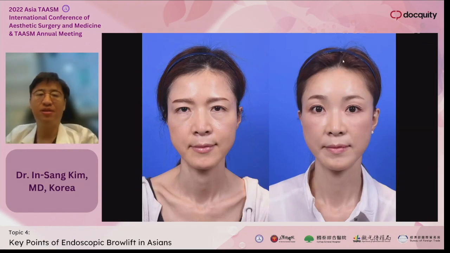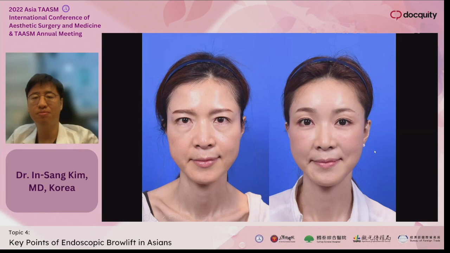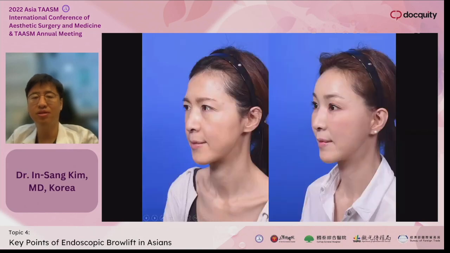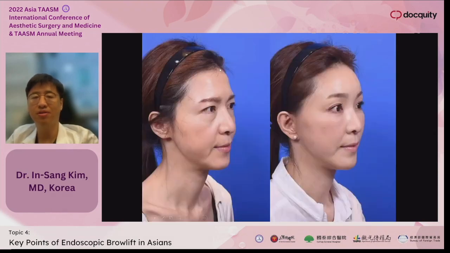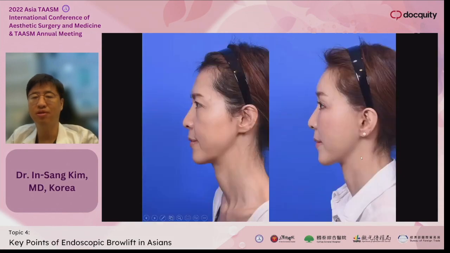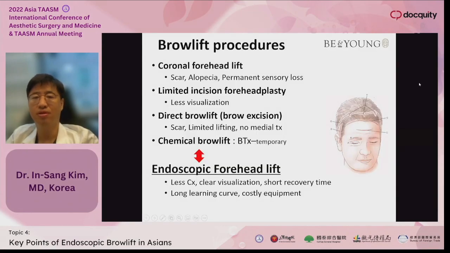So the brow lifting can make the face much younger, much brighter, much rejuvenated. So you can see pre-op and post-op after the endoscopic brow lift. There's no scar at all, you can see. So there are many brow lift procedures: coronal and forehead plasty, direct brow lift. But endoscopic forehead lift has advantages like less complication, clear visualization, and short recovery time.